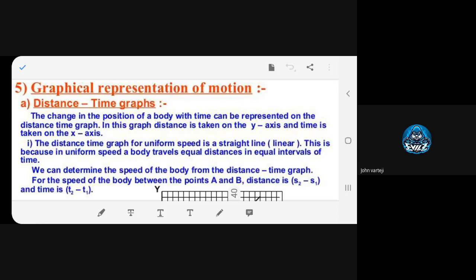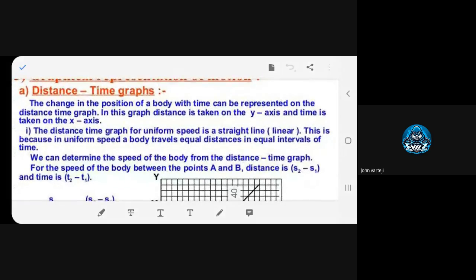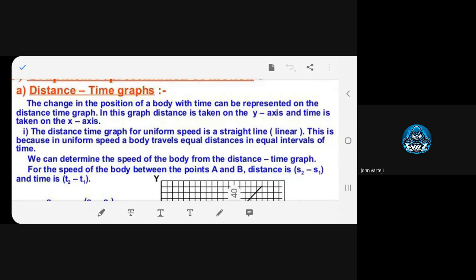Should not be. Right? The first thing that we are going to describe today is how do we represent motion graphically. The first graph that we are going to deal with is the distance time graph. Now, please start reading a para and then I will explain. Please do so, Vita.